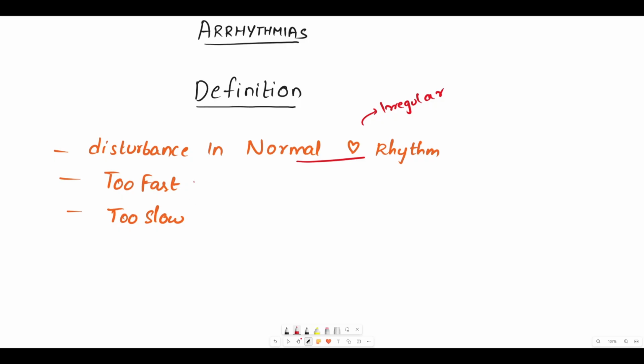If the heart is beating too fast, we call that condition tachycardia. Similarly, if the heart beats too slow, we call that condition bradycardia. So simply we can define that if there is any disturbance in the normal heart rhythm, like the heart being in a tachycardia or bradycardia condition, that is called arrhythmia.